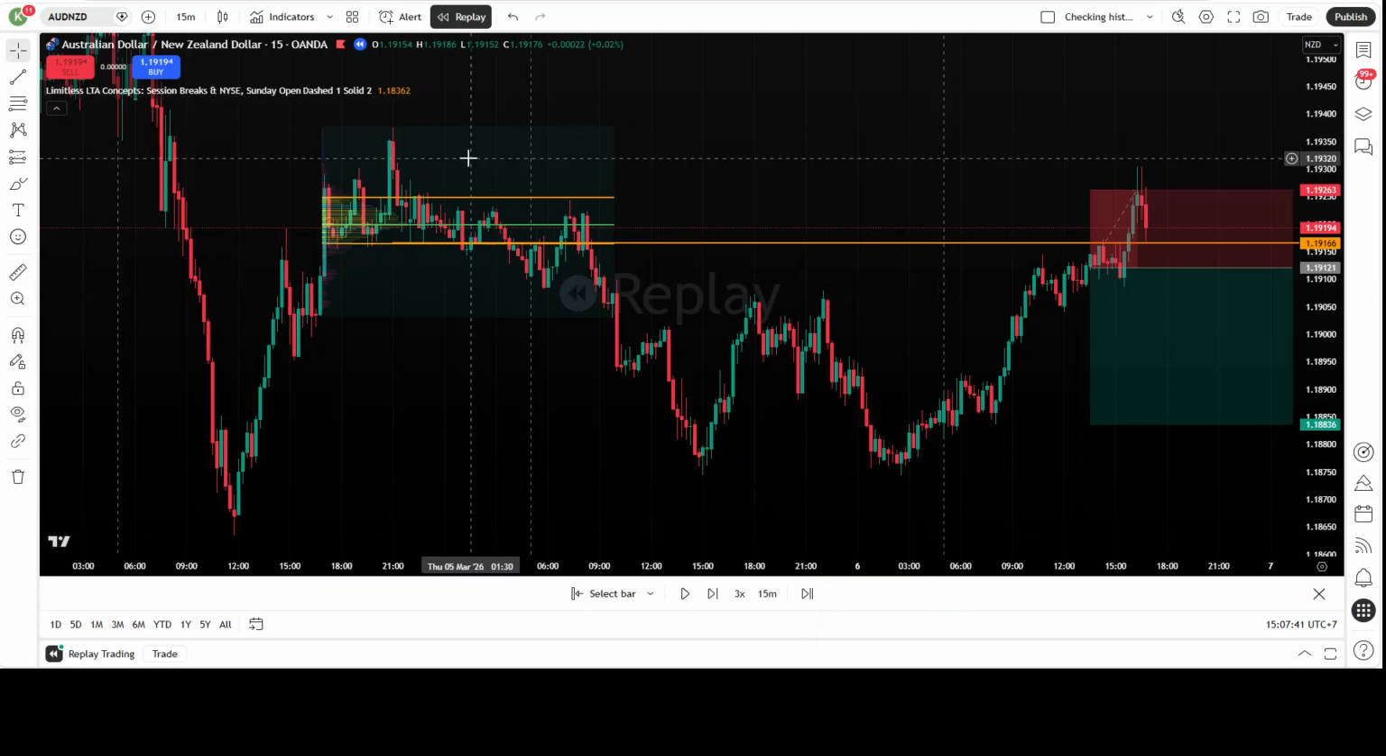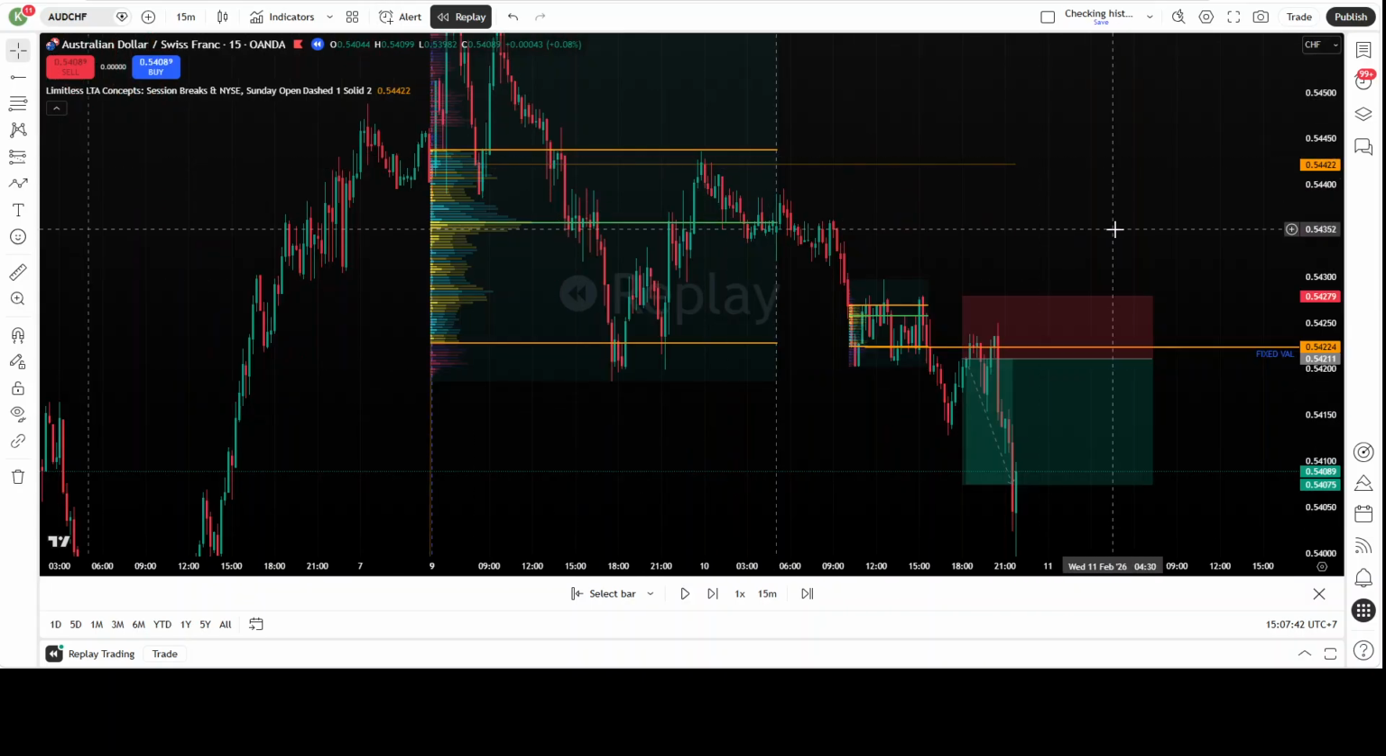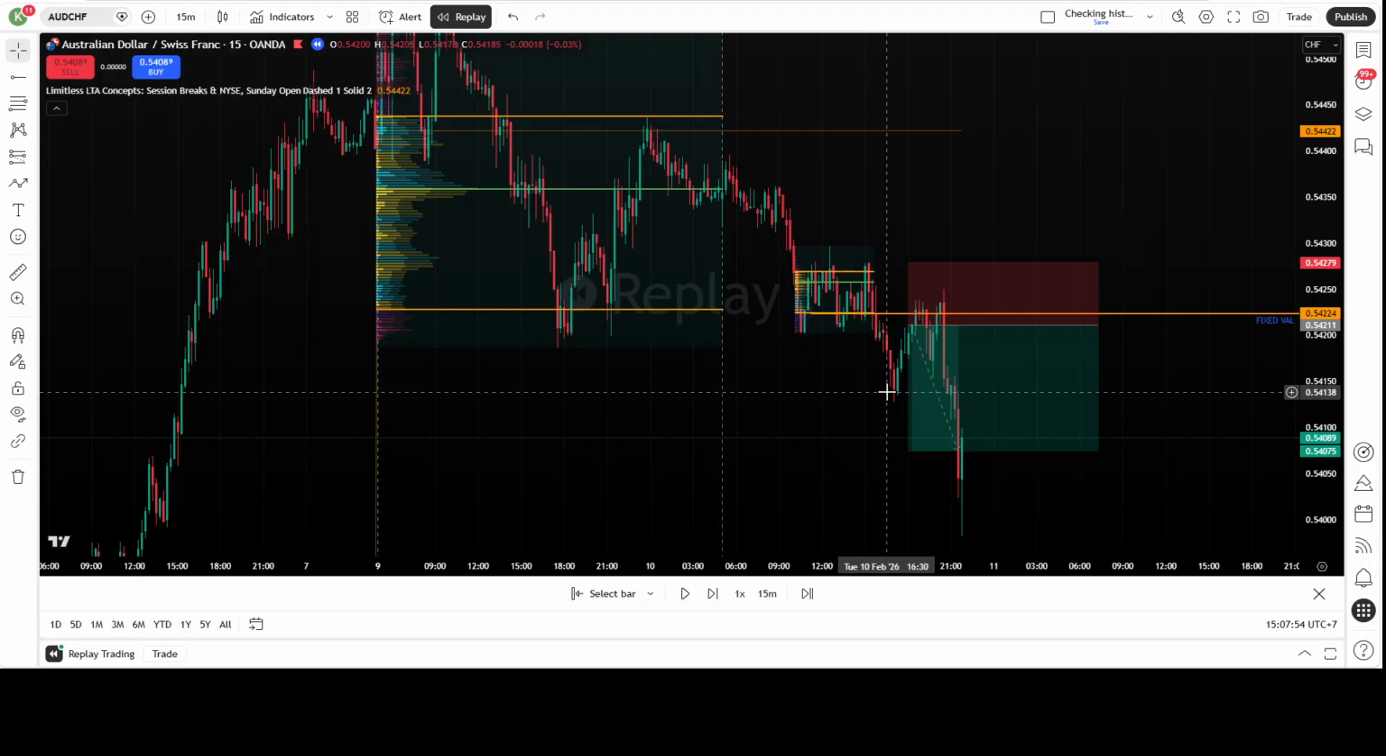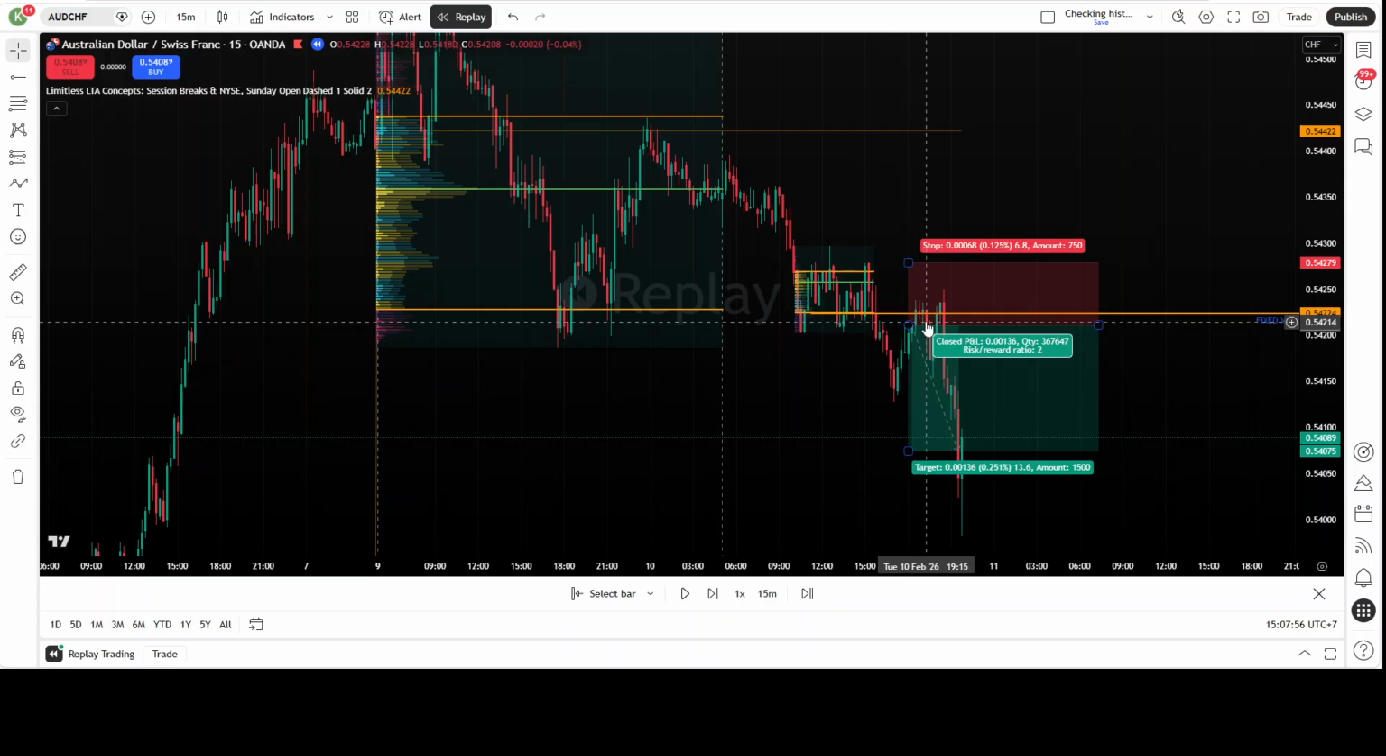Now, if we go back to the trade that I took, look at this. What happened first? This is the previous day's lows. In this consolidation here, what happened first with price? We broke down and we made new lows. Then we came back up and you can see the rejection. That is a big confluence.